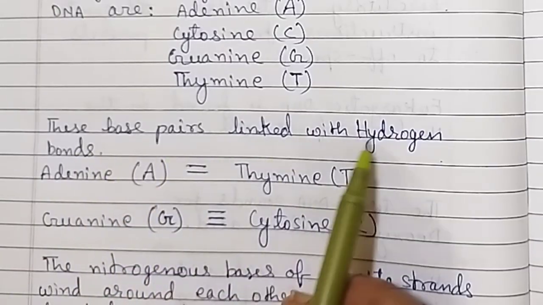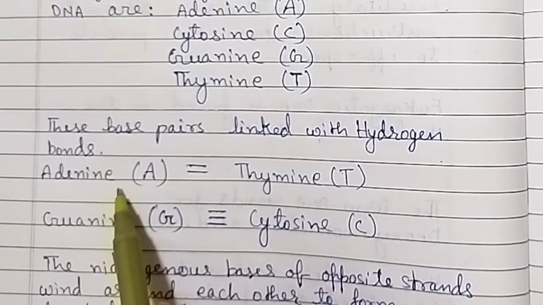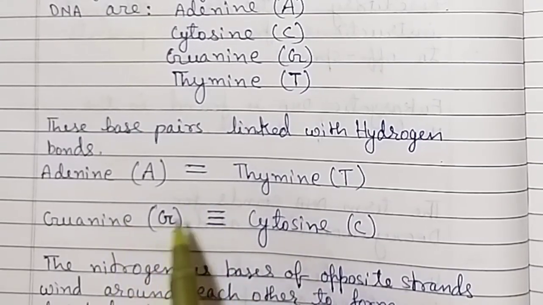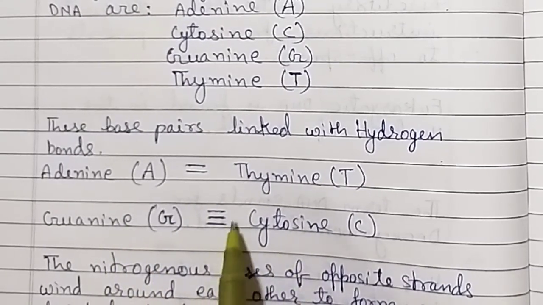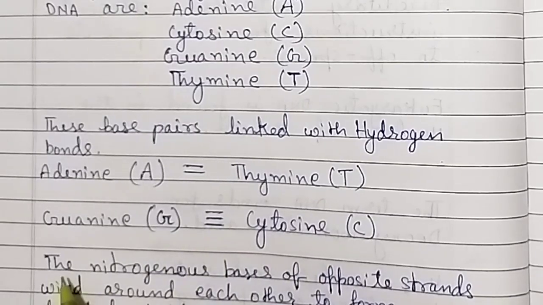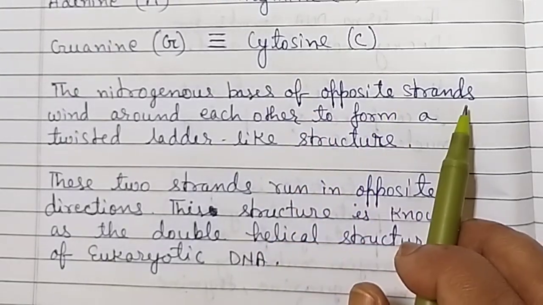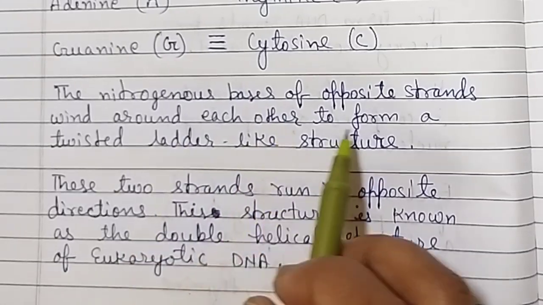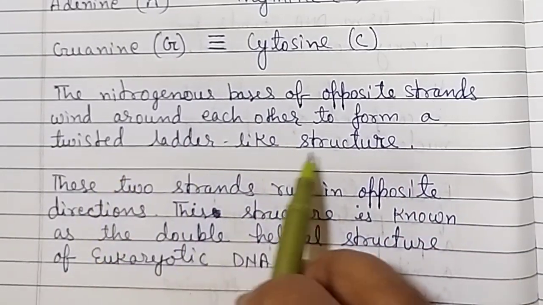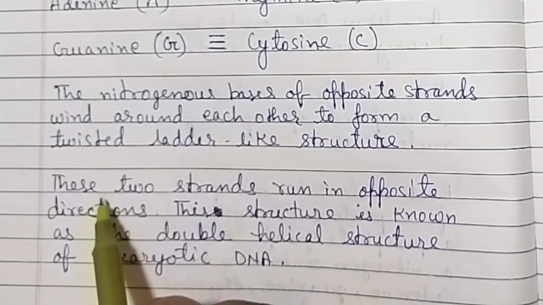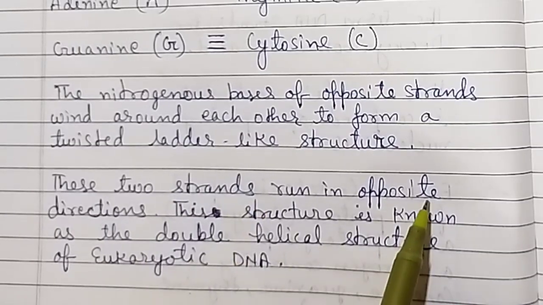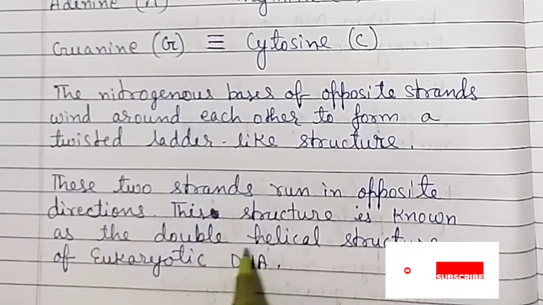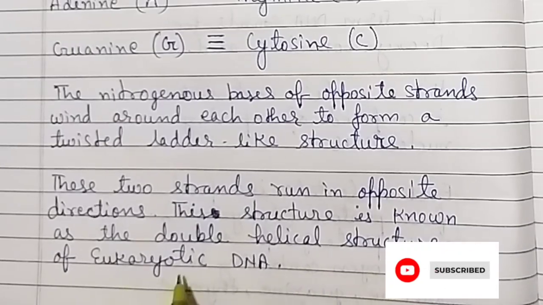These base pairs are linked with hydrogen bonds. Adenine is always paired with thymine with 2 hydrogen bonds, and guanine is always paired with cytosine with 3 hydrogen bonds. The nitrogenous bases of opposite strands wind around each other to form a twisted ladder-like structure. These two strands run in opposite directions. This structure is known as the double helical structure of eukaryotic DNA.